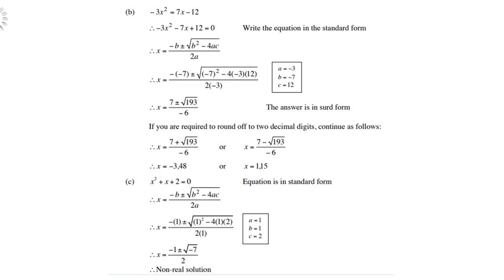Let's look at C. Again, identify a, b, and c. a is 1, b is 1, c is 2. Do your substitution. And then, of course, you'll notice we end up with a negative square root of 7. So, therefore, there are no solutions here. Or otherwise, we can say non-real solutions.